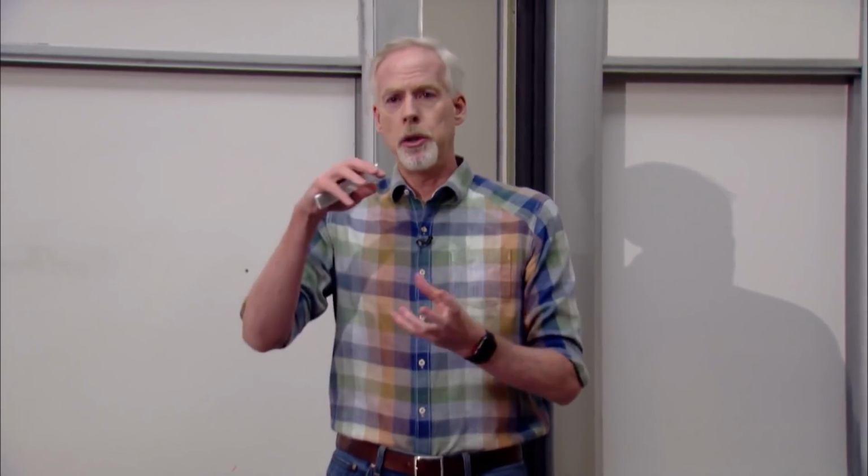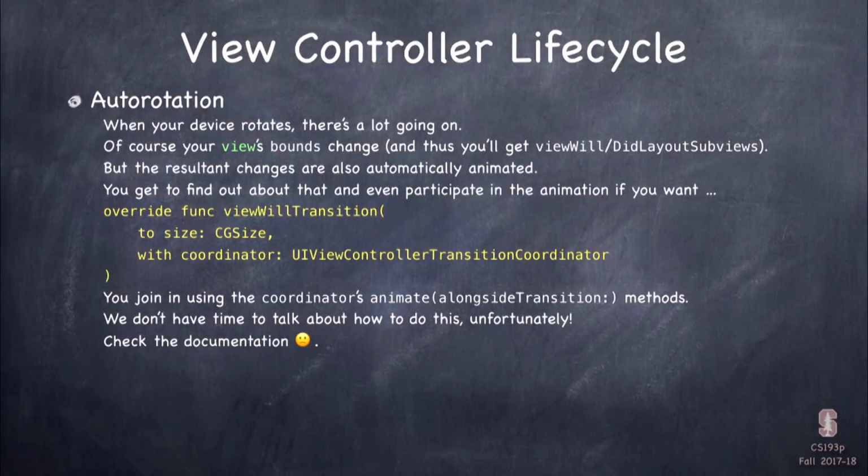Okay, so that's geometry. Now there's a special case of your geometry changing, which is auto rotation. So this is you turn your device from landscape to portrait or back and forth. And when this happens, of course, you get that layout subviews because your view's bounds change, but you also have this animation that's free going on. iOS automatically animates the moving of all your subviews from the portrait layout subviews positions to the landscape layout subviews positions. It does that for you.